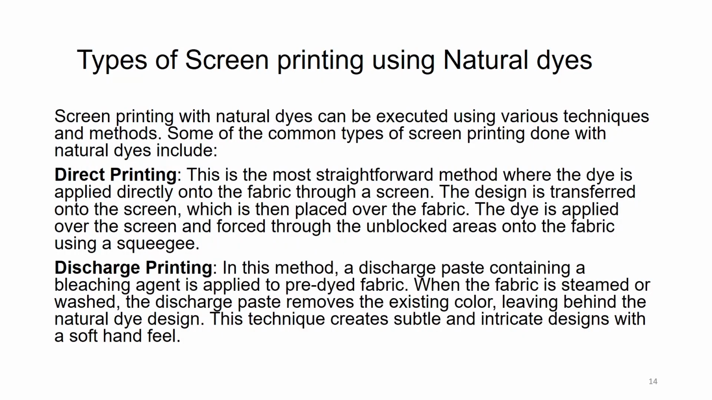This is the most straightforward method, as the name suggests, where the dye is applied directly onto the fabric through a screen. The design is transferred onto the screen, which is then placed over the fabric. The dye is applied over the screen and forced through the unblocked areas onto the fabric using the squeegee. So, it is a very simple, straightforward technique of screen printing, and it is called direct printing.